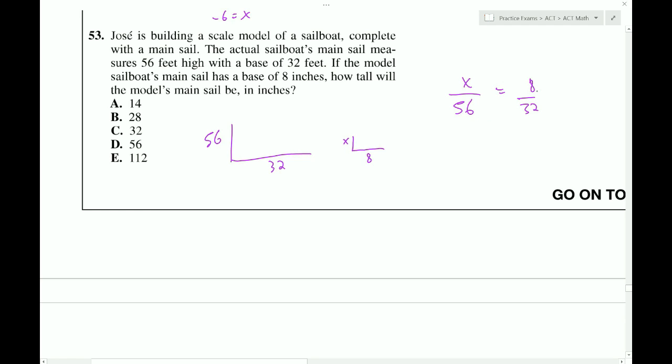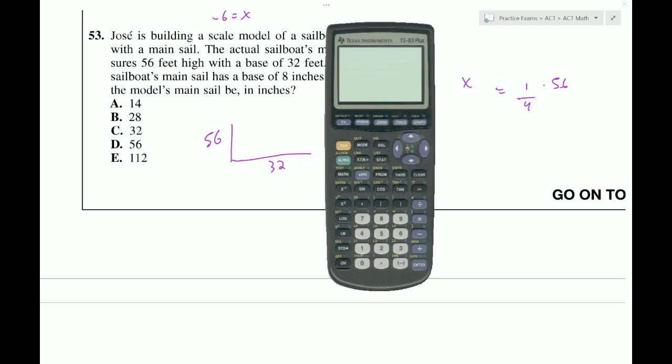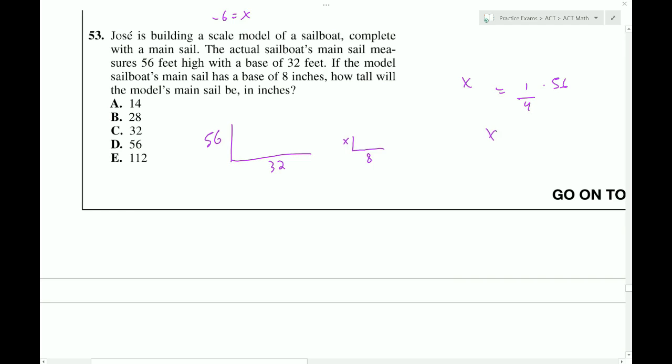So then you can move the 56 over to here diagonally. 8, 16, 24, 32. So this would make really a 4 on the bottom, right? Then you could divide 56 by 4. So in case you're getting lazy, just use the calculator. You get x equals 14, right?